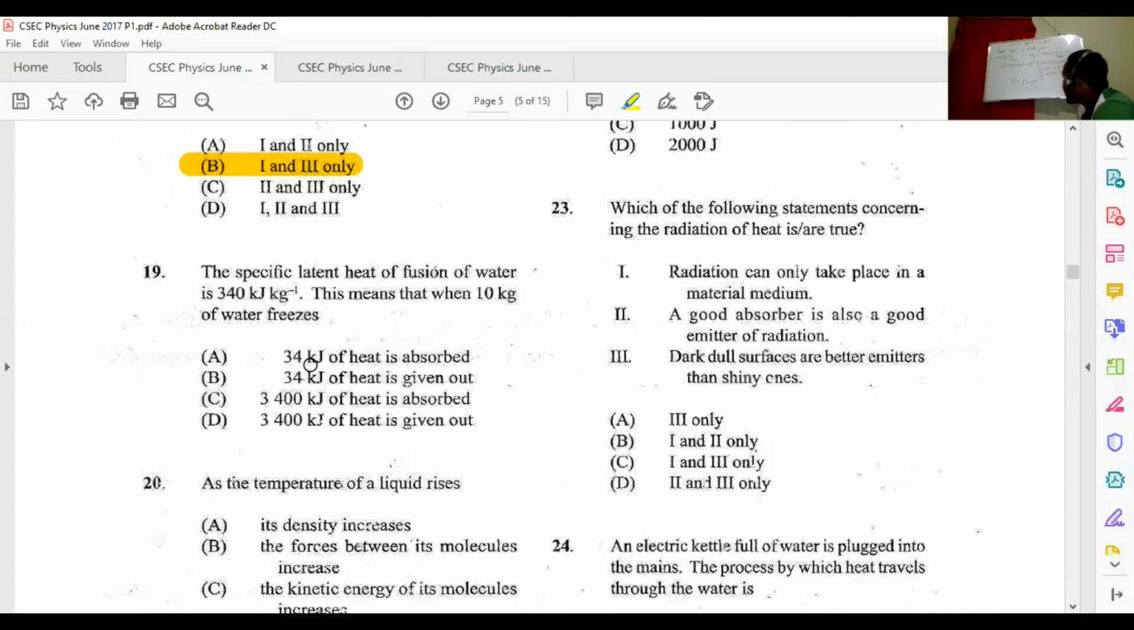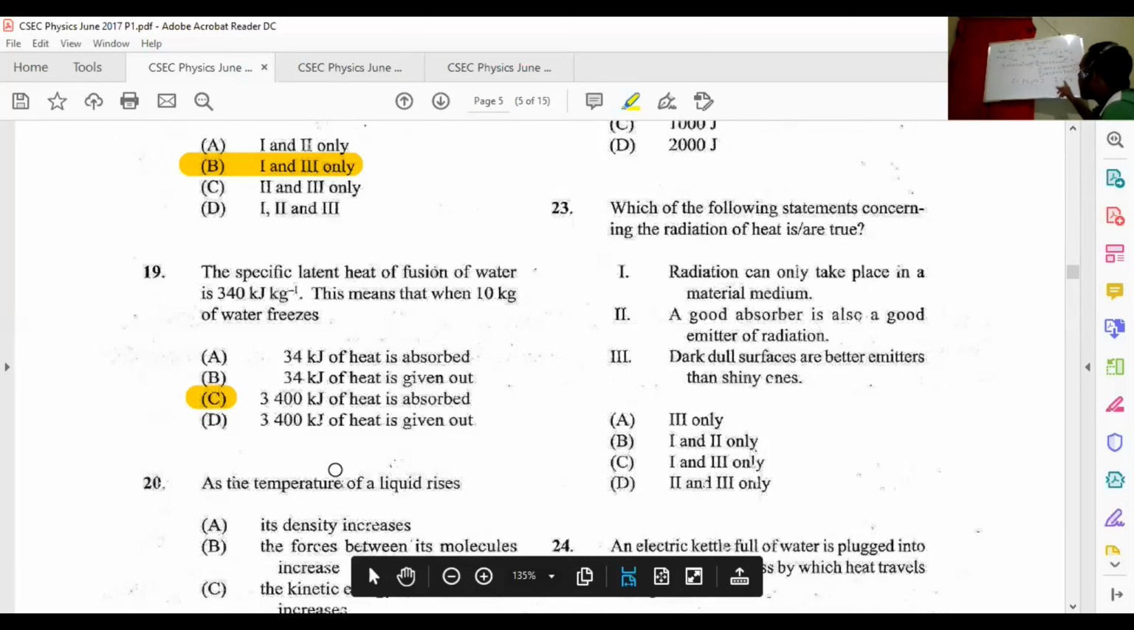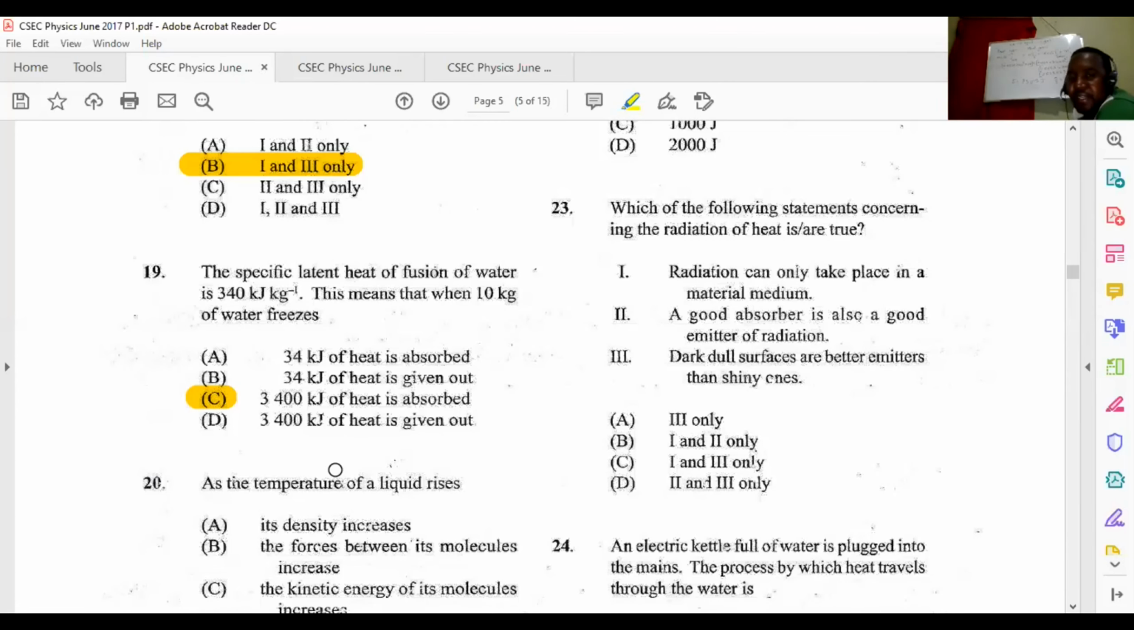So let's see now. So remember that E is equal to m L_f, right? And we need to know how much this is. So we're multiplying the mass times L_f. So we multiply 10 by 340 kilojoules, so we get 3,400 kilojoules. All right, so therefore our answer would be C, because we're multiplying to get the energy. So it's not A. A would mean that you divide it, but we're not dividing, we're multiplying to get E. Because E is equal to m L_f.